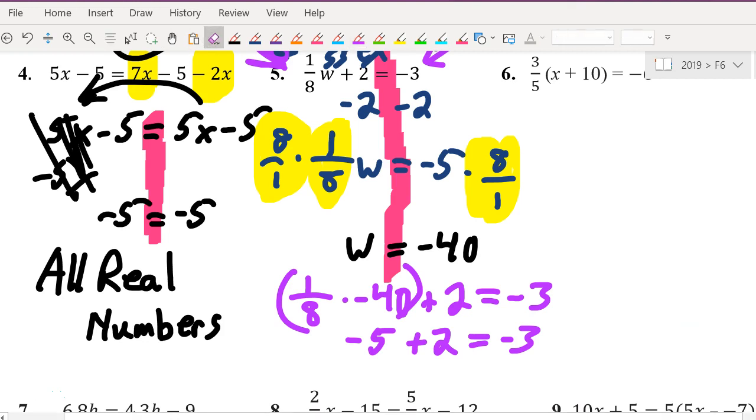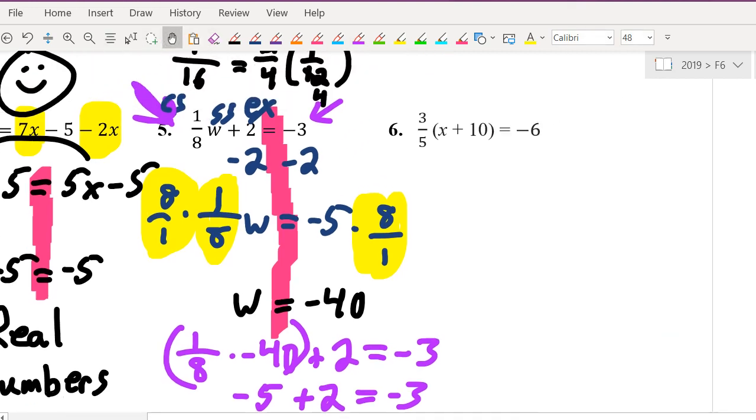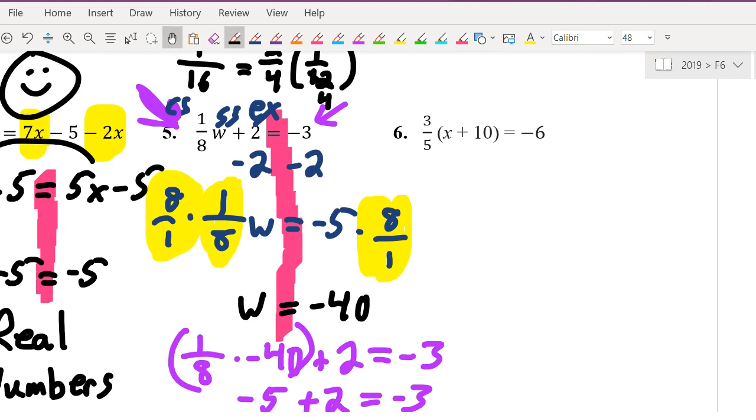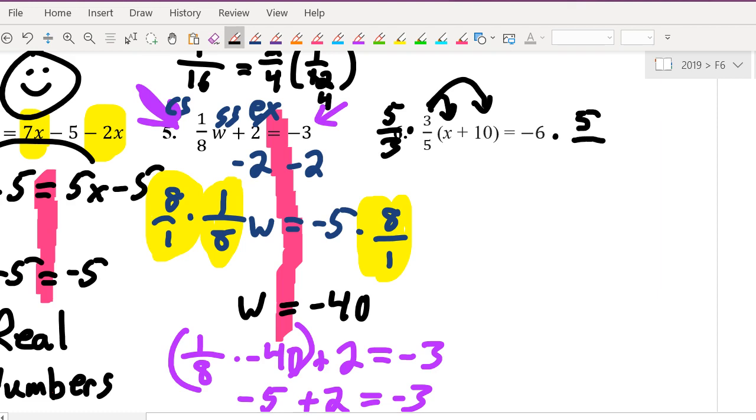All right. Number 6. There's a couple different ways to do this. You could distribute this first, but then you'd have more fractions, and I don't want more fractions. So I'm going to multiply both sides by 5 over 3, right? That's going to get rid of the 3/5. So x plus 10 equals, and now we have to multiply negative 6 over 1 times 5 over 3.